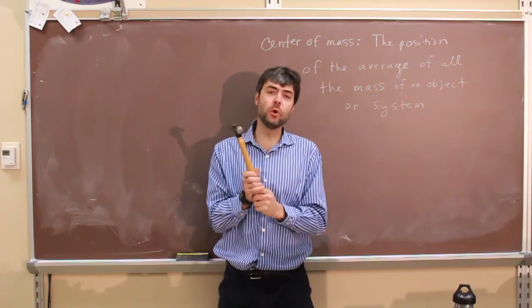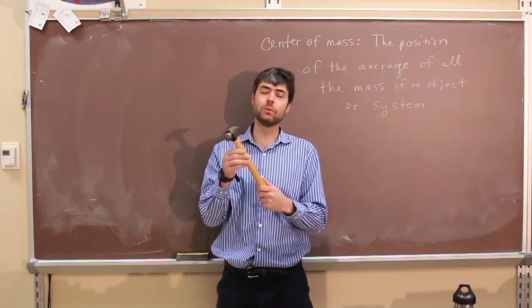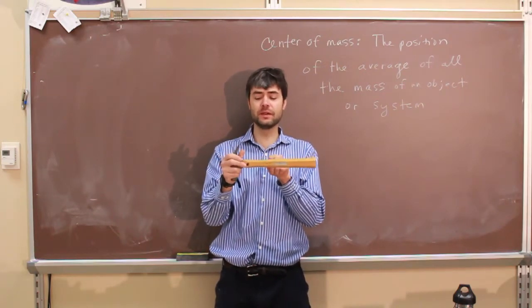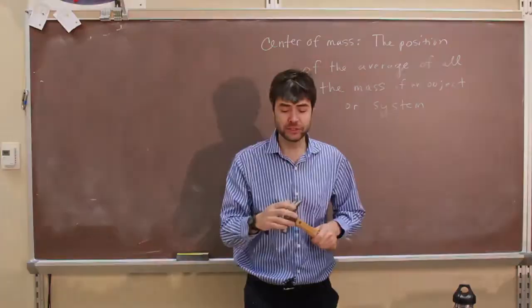So if I was to throw this object, it won't rotate about its center, it will rotate about its center of mass. A rotating object will act as if all of its mass is concentrated at the center of mass. In this case, the center of mass follows a parabolic path.